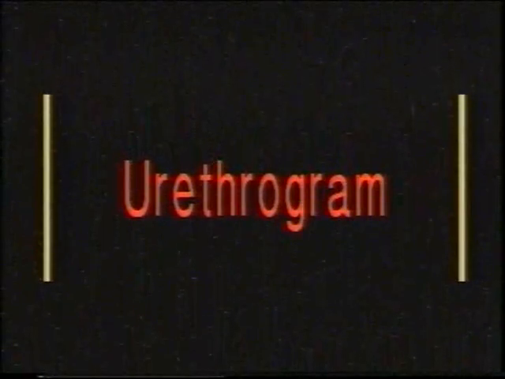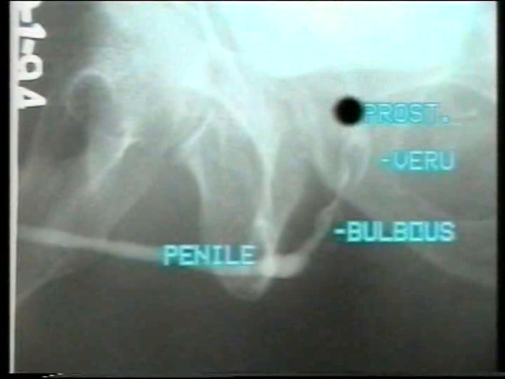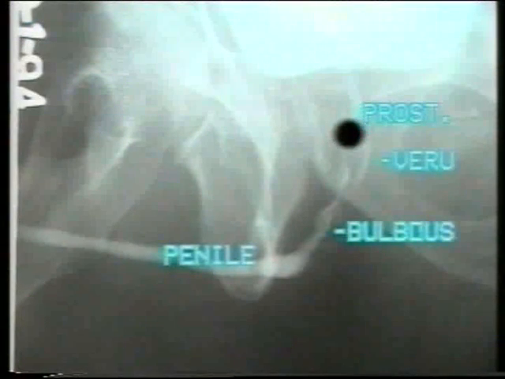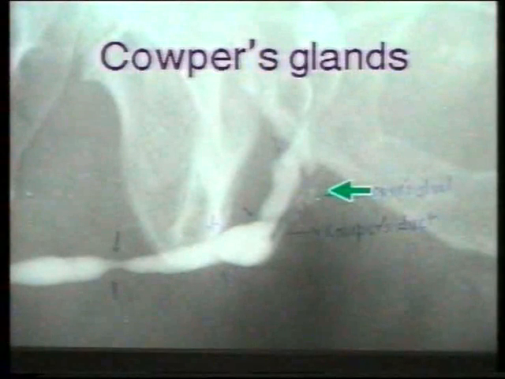Urethrogram. This is a normal micturating cystourethrogram. Let us note the anatomy of the urethra. This is the prostatic urethra showing verumontanum. Next to it is the membranous urethra, followed by the bulbous and perineal urethra up to the base of the penis. And lastly, this is the penile urethra. Many a times, the dye enters and displays Cowper's glands, especially when there is a distal obstruction.